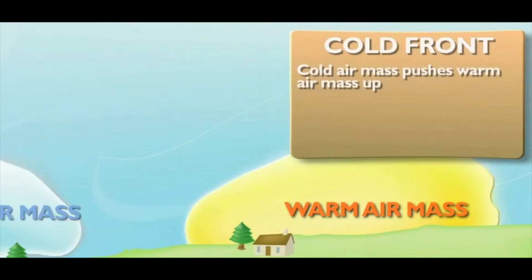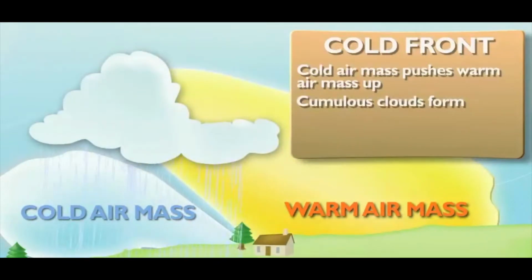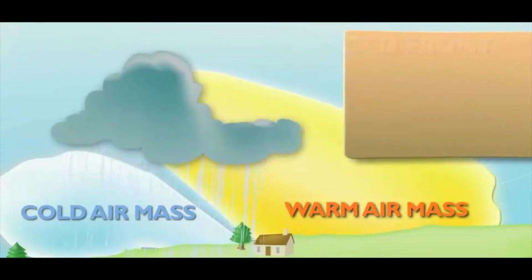Cold fronts happen when a cold air mass pushes a warm air mass up. Big puffy clouds called cumulus clouds are formed. When you see dark clouds like those, you can bet you're in for some heavy rain, thunderstorms, or a snowstorm like this. What happens at a warm front?